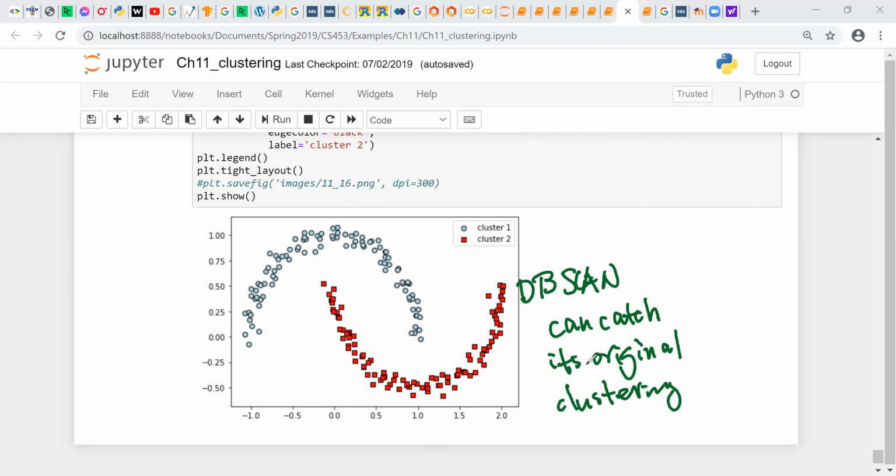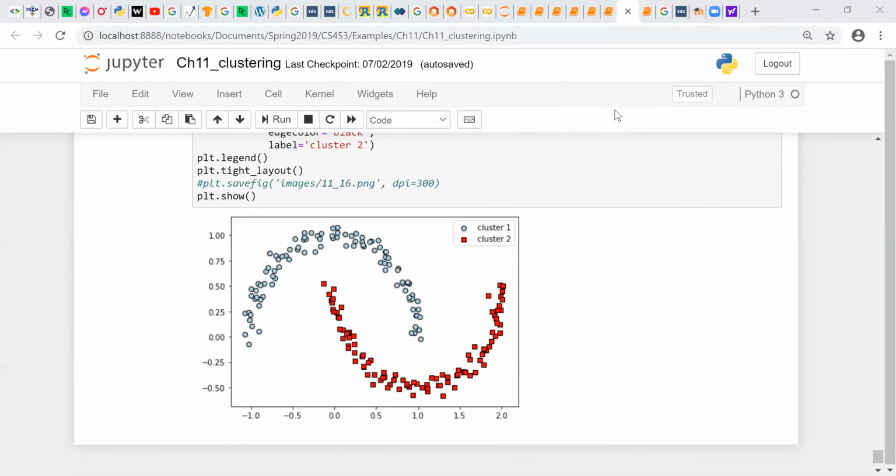So this example just shows us that if your samples are distributed differently, then you should try different clustering methods. Also remember, clustering is unsupervised learning, okay? That's this example. And then let's take a look at a second example regarding clustering.